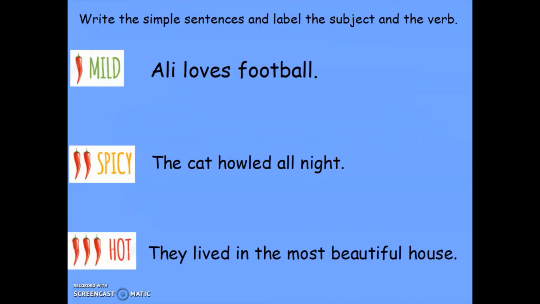To apply this knowledge, it's time to choose a challenge. Choose either the mild, spicy or hot option. Write the simple sentence in your literacy book and label the subject and the verb. Pause the video to give you a chance to do this and then press play when you're ready to proceed.